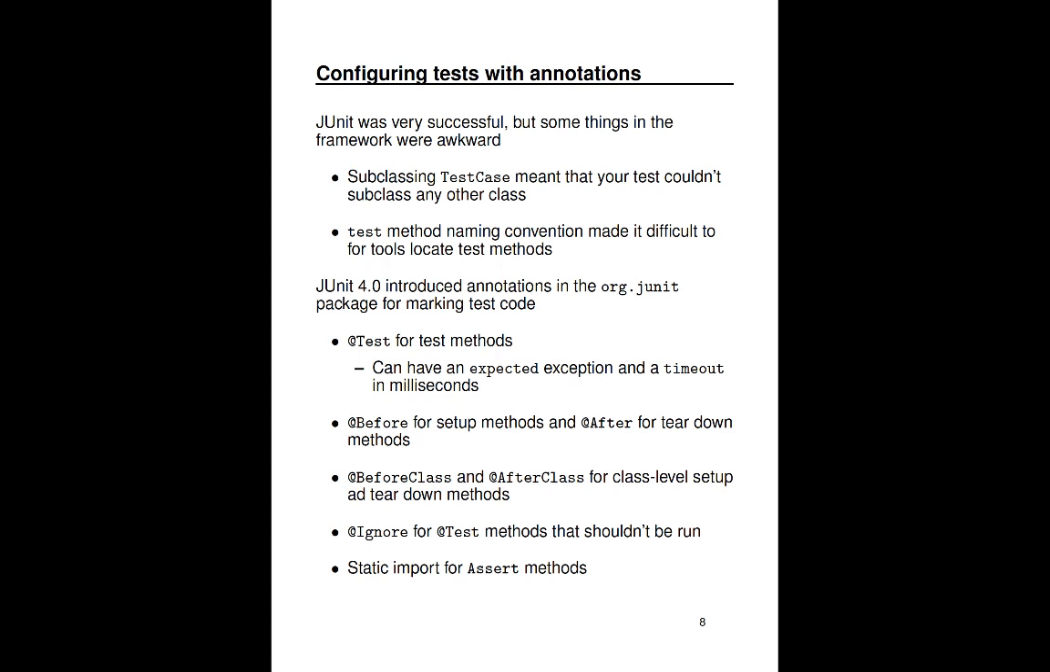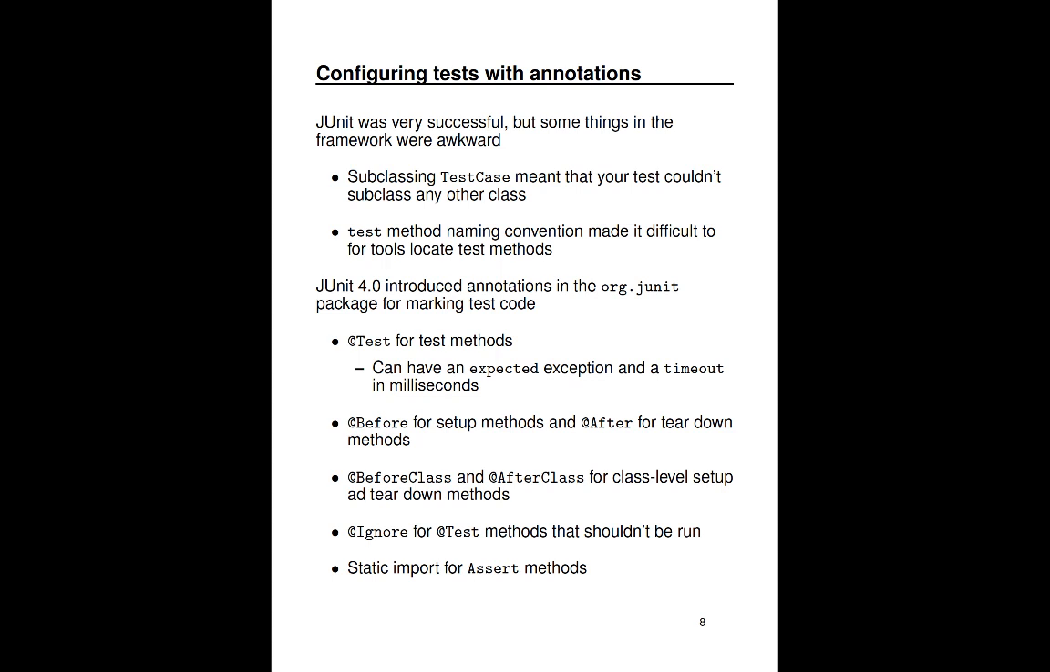So in version 4 of JUnit, they introduced Java annotations in the org.junit package that are used to denote your test code. So if you have a method, regardless of its name, that is annotated with the @Test annotation, this indicates that it's a test method.